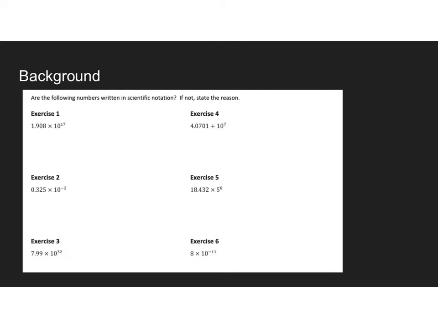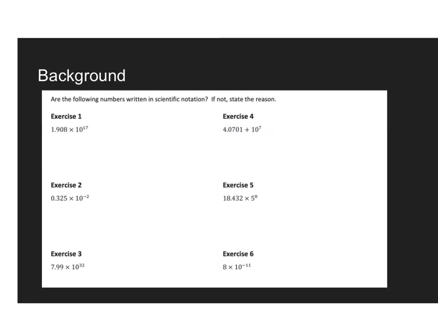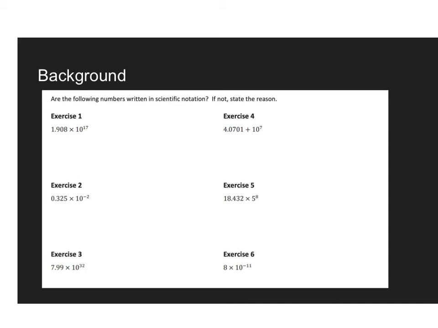All right, to build some background, we're going to be checking to see if these numbers are correctly written in scientific notation. A few things you need to know about scientific notation. It needs to be times 10 to a power. Our leading digit, that number that's in front of that times 10 to the power, needs to be greater than 1. Our leading digit also needs to be less than 10, so it's a number between 1 and 10, and that's how we write it in scientific notation.